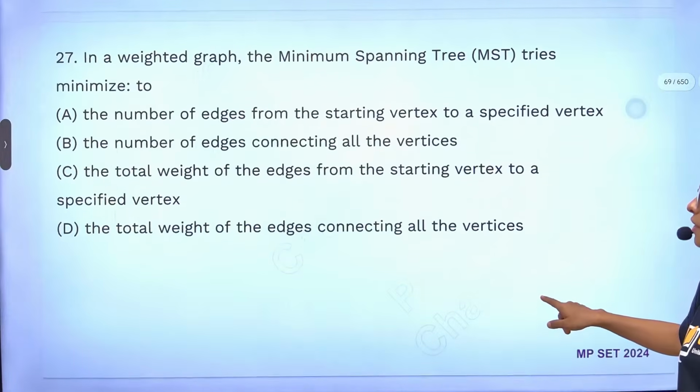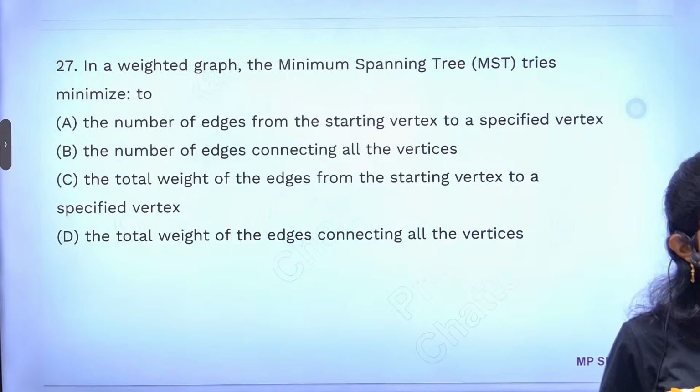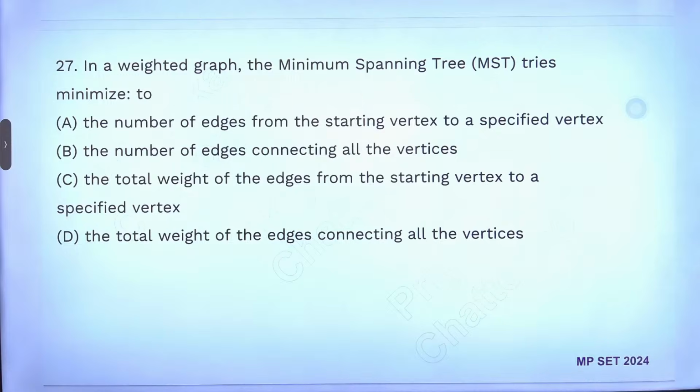Now next one, spanning tree. All the important concepts where questions are repeated, only those questions I have added. In a weighted graph, the minimum spanning tree tries to minimize what?